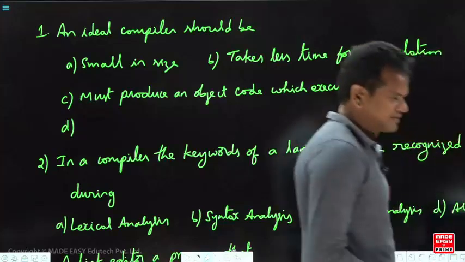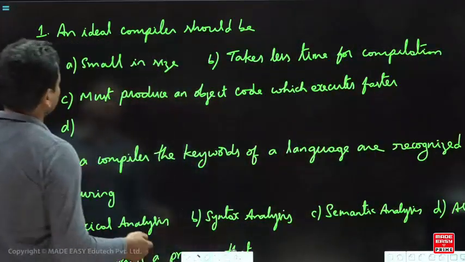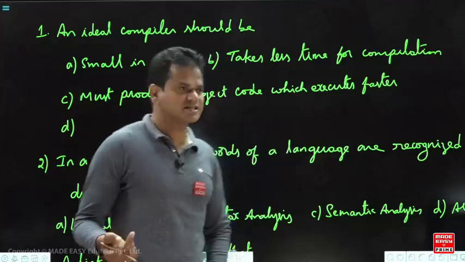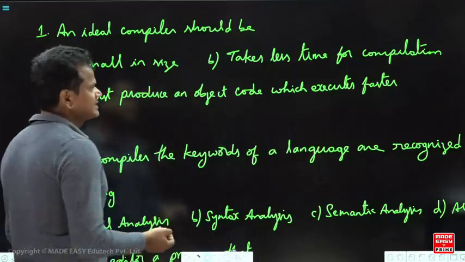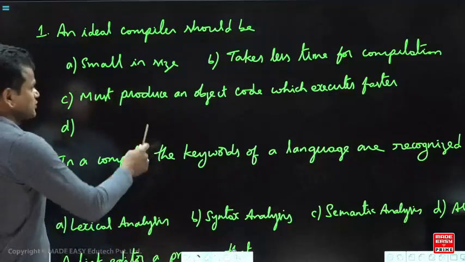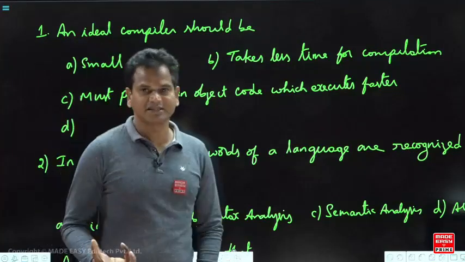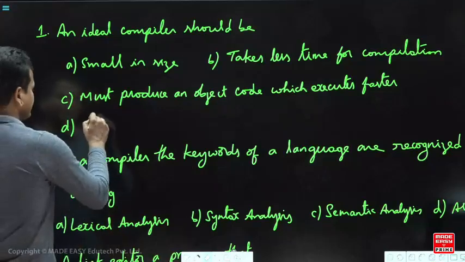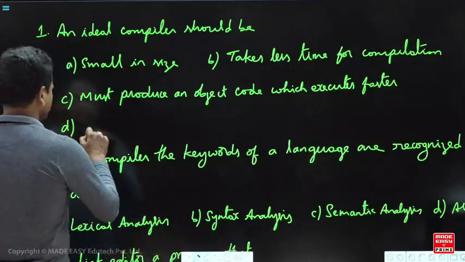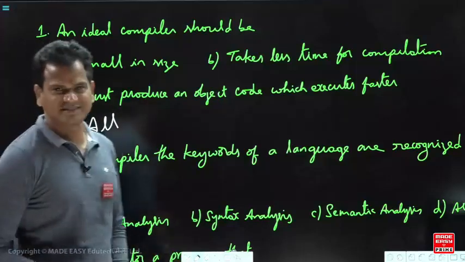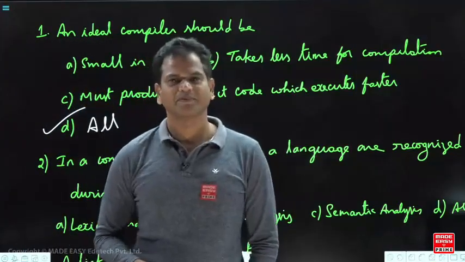Yeah, it's good. Okay. So whenever you are designing a compiler, it must be small in size, occupies less memory. Takes less time for compilation, it should be faster. And must produce an object code, whatever the result, that output should be executed faster. So we require all of these. So all is the answer. It's a simple question.